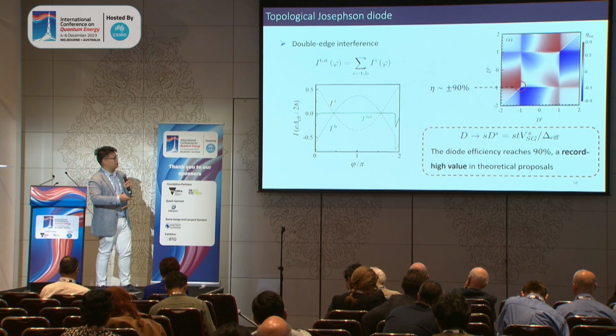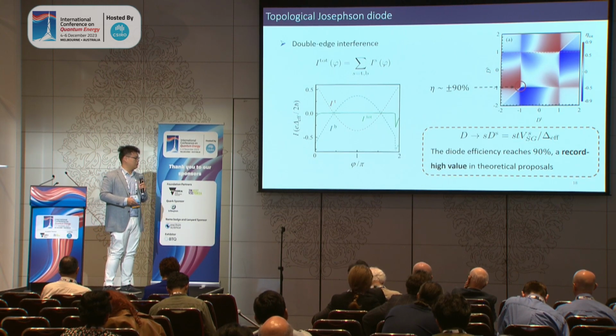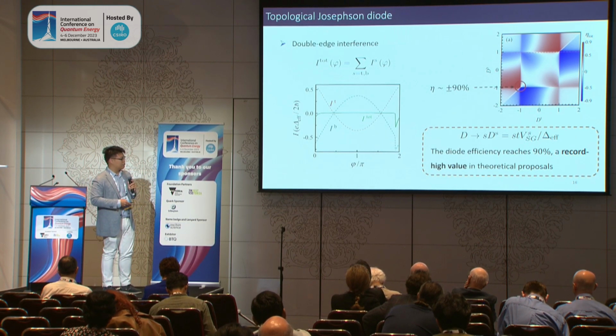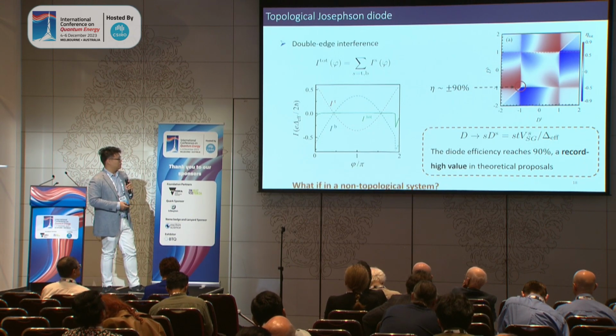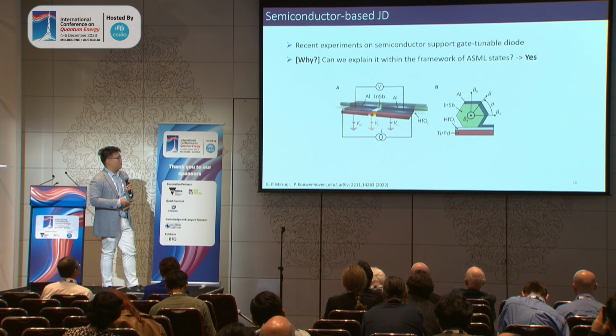It actually is based on a zero temperature system. So this is, to the best of our knowledge, the record high value of the diode efficiency in theoretical proposals. But our next question is whether this is a topological system. Of course, it does not have to be based on a topological system.